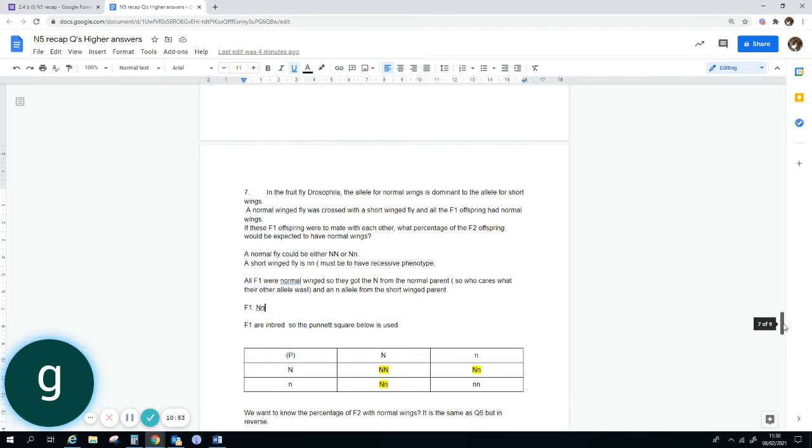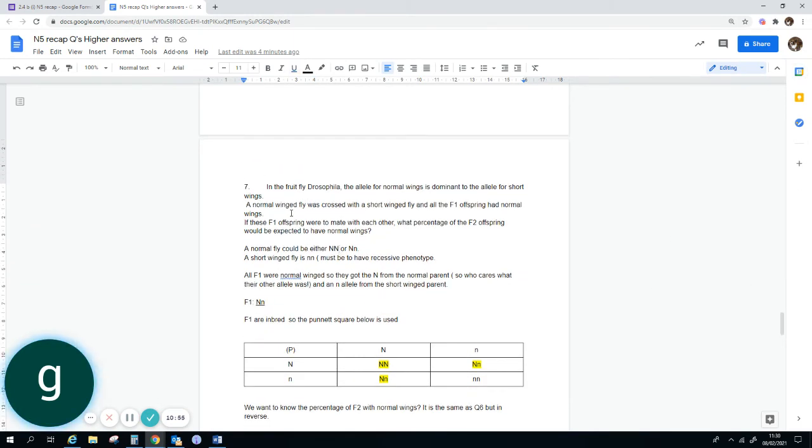So we know that all of the F1 produced will be heterozygotes. Because they're all normal winged, they got a capital N from their normal parent, and a smaller case n for the short wing parent. So all the F1 are that. If we plug it into our normal Punnett square, we have 1 in 4 chance of homozygous dominant, 1 in 4 chance of homozygous recessive, and a 2 in 4 chance of heterozygotes.